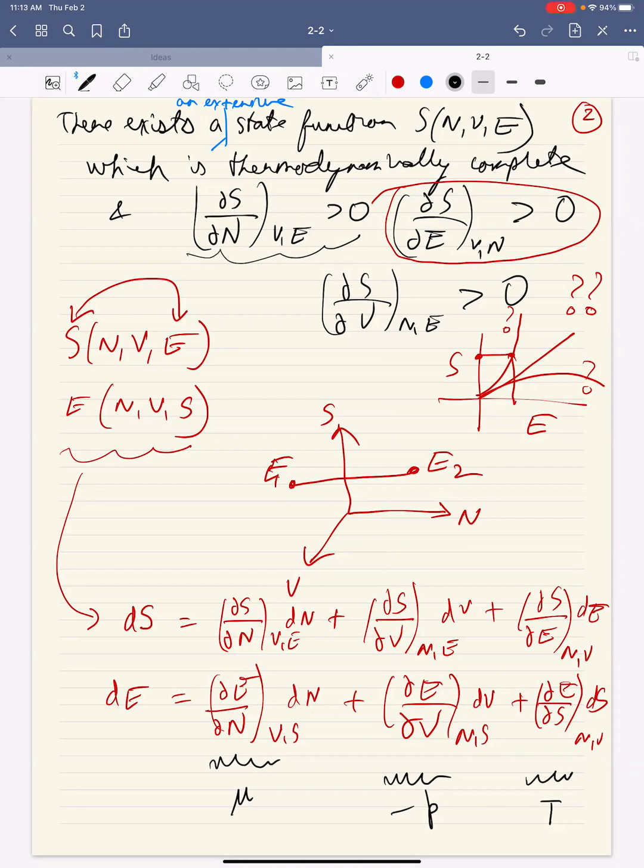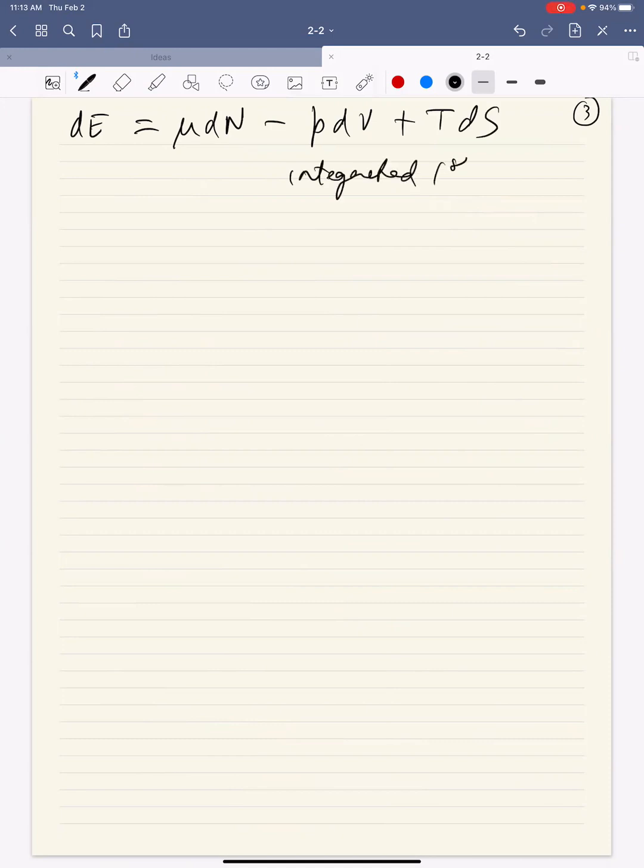So we have this relation where we have introduced these three terms, which can be written down as dE is equal to mu dN minus P dV plus T dS. And this is known as the integrated first and second law of thermodynamics. This includes all information. You could have written down similar things for dS also, right? Or for other variables. So this one is very useful.